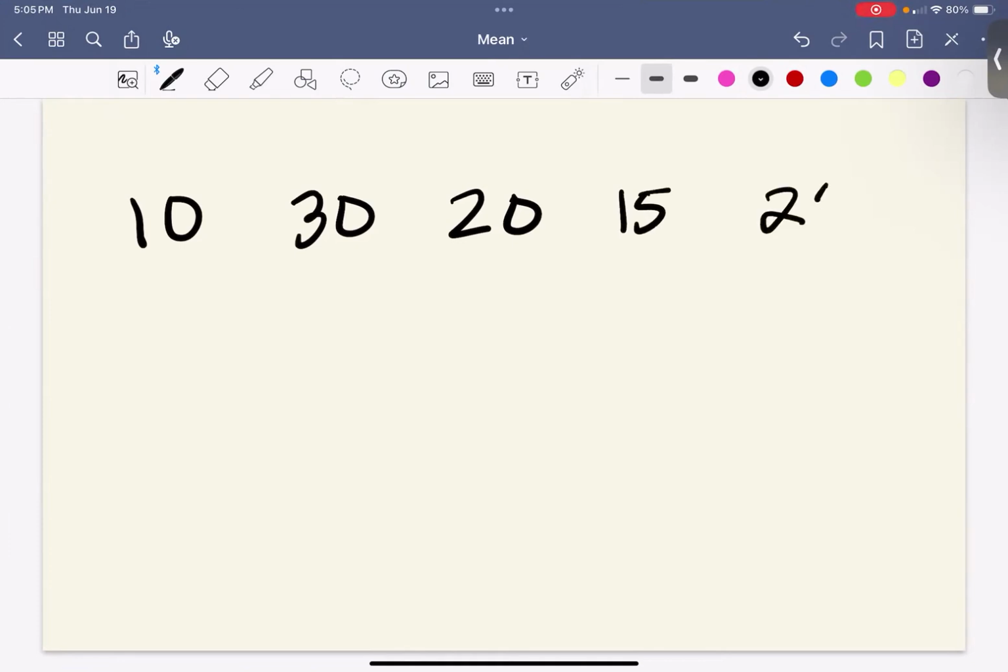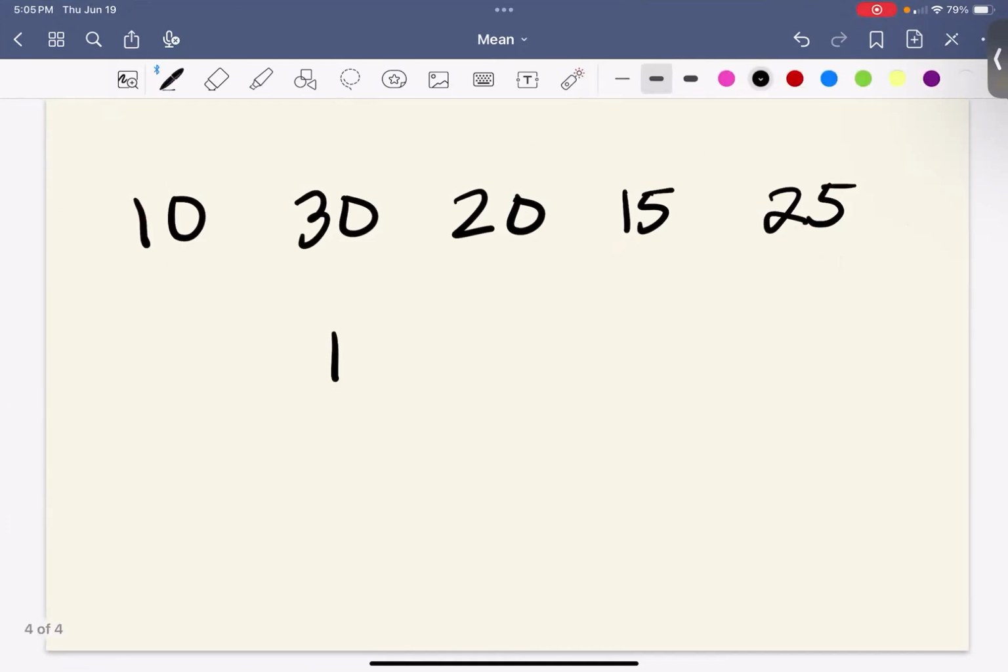Let's say you're doing some exercise and you want to see about how many minutes of exercising you're getting. And let's say this exercising is walking. So for the first day, you walk 10 minutes, then you walk the next day 30 minutes, then 20 minutes, then 15 minutes, then 25 minutes. So when we add up all the numbers in the data set, we get 100.